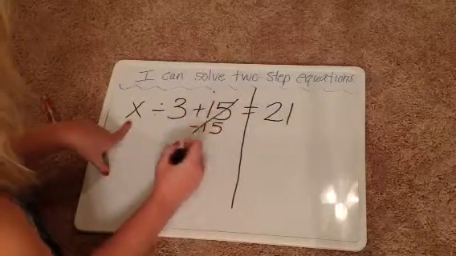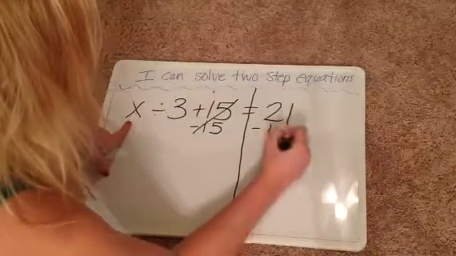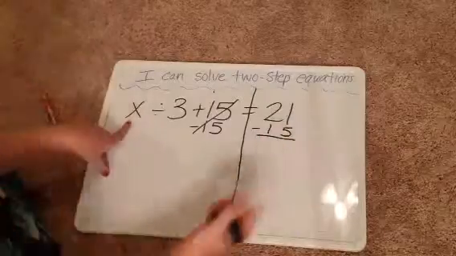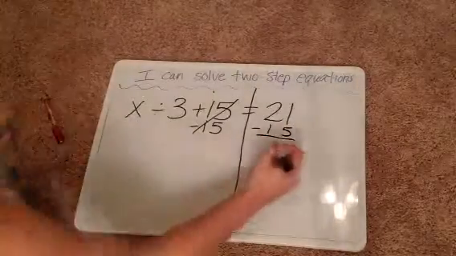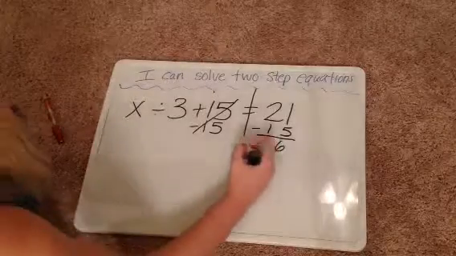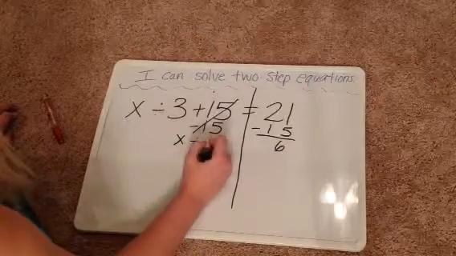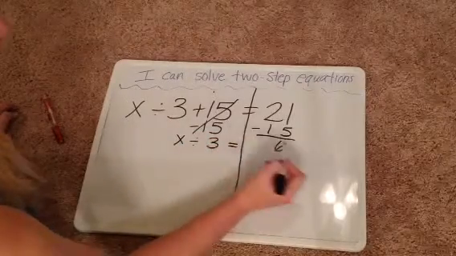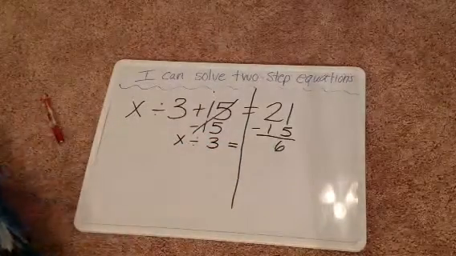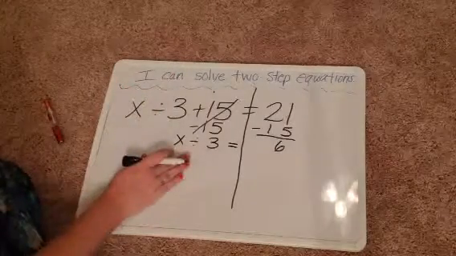That's going to cancel out. Whatever I do on this side of the line, I have to do over here. So I'm going to do minus 15. And 21 minus 15 is going to give me 6. So I have x divided by 3 equals 6. Okay. So I'm not finished. Got my first step done. Here comes my second part.